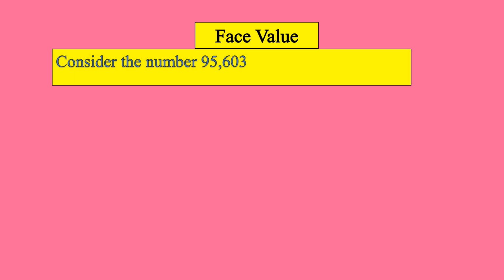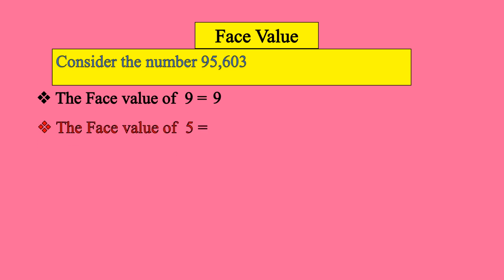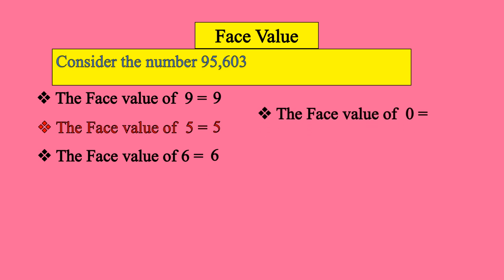In this number, we have to take out the face value of each and every digit. The number has 5 digits. So the face value of 9 is the digit itself. Means the face value of 9 is 9. The face value of 5 is 5. The face value of 6 is 6. The face value of 0 is 0. The face value of 3 is 3.